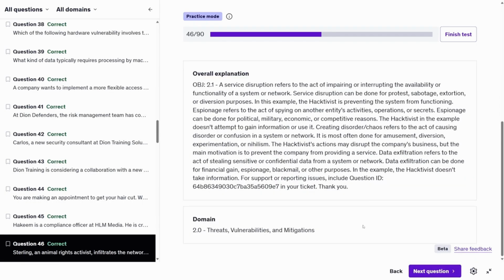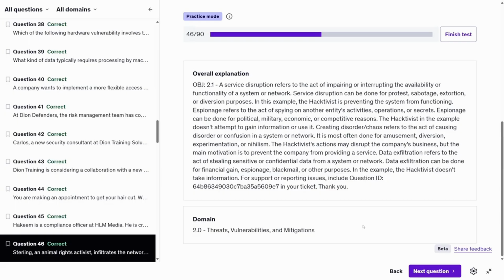A service disruption refers to the act of impairing or interrupting the availability or functionality of a system or network. Service disruption can be done for protest, sabotage, extortion, or diversion purposes. In this example, the hacktivist is preventing the system from functioning. Espionage, again, refers to the act of spying on another company's entities or secrets. The hacktivist in the example doesn't attempt to gain information or use it.